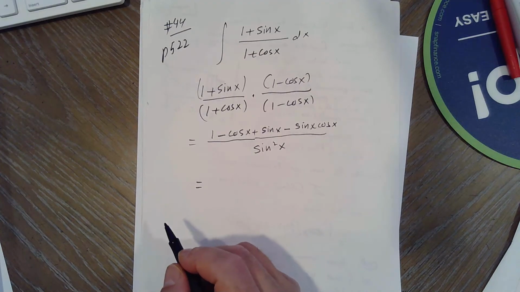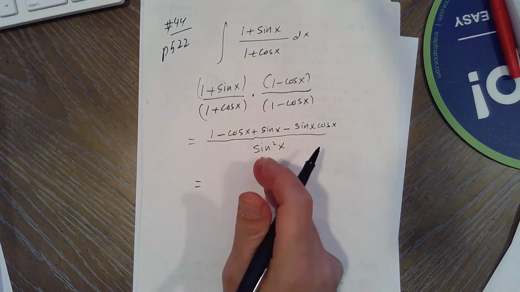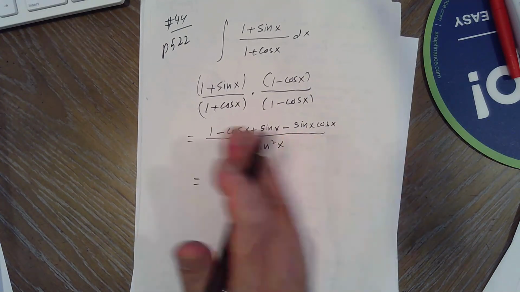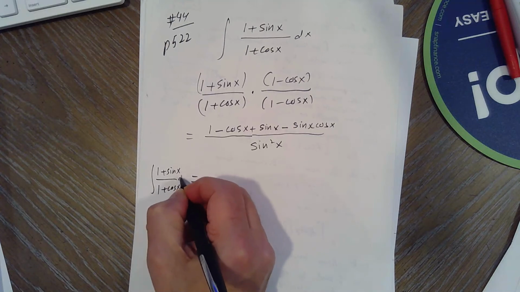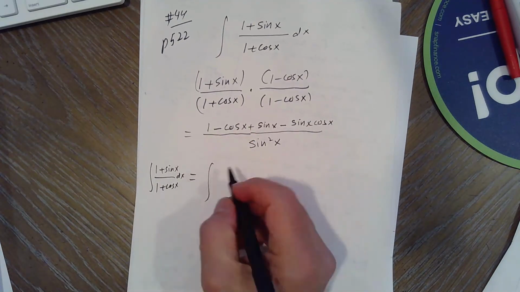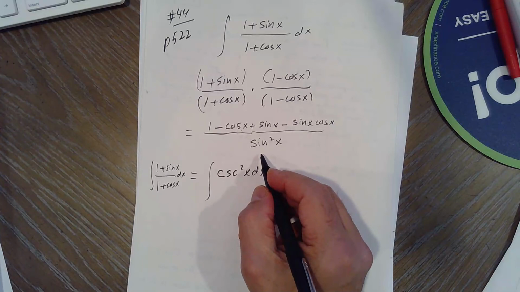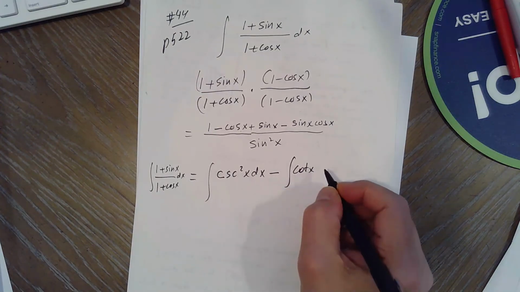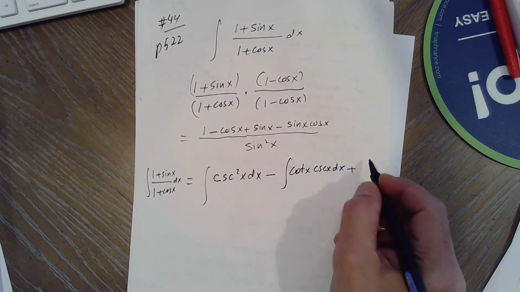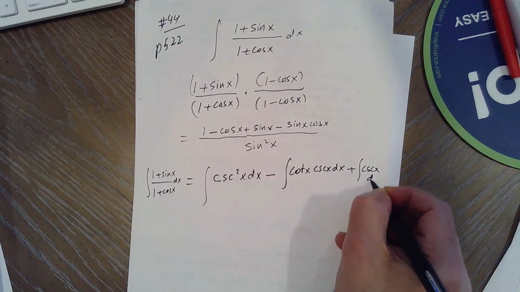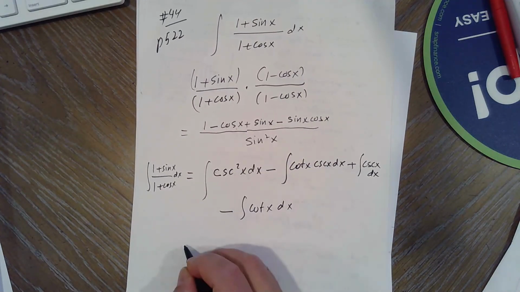So now, if I take 1 plus sine x and split all that up, the integral of 1 plus sine x over 1 plus cosine x dx is the integral of 1 over sine squared, which is cosecant squared, minus cosine over sine squared, which is cotangent cosecant, which we all know the integral of, plus sine over sine squared is 1 over sine, which is cosecant, minus sine cosine over sine squared is cosine over sine, which is cotangent. And they all are known to us.